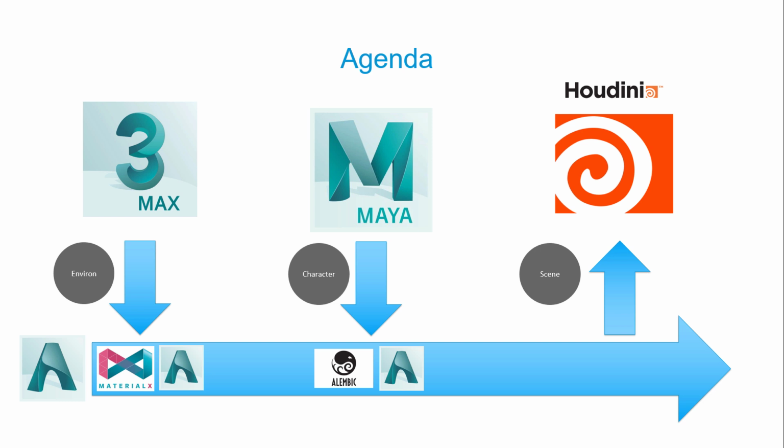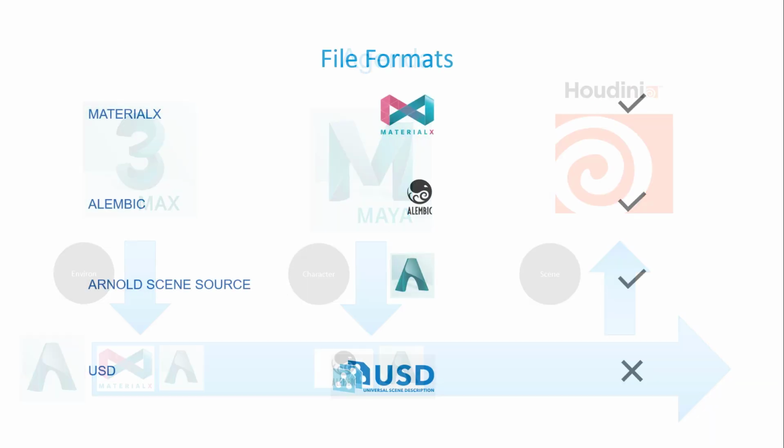So what we are going to do today is take a fully finished environment from 3ds Max, a character from Maya, and import them all into Houdini while retaining the ability to make changes to your asset. Specifically, we're going to take the environment from Max and export it into MaterialX and Arnold's own format. We're going to take a character from Maya and export it into Alembic and Arnold's own format and bring everything into Houdini and make changes along the way.